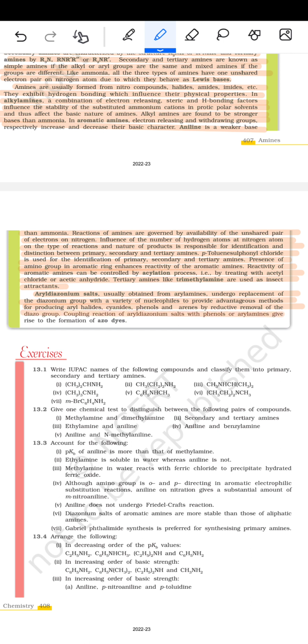Coupling reactions of the aryl diazonium salts with the phenols or the aryl amines give rise to the formation of the azo dyes.